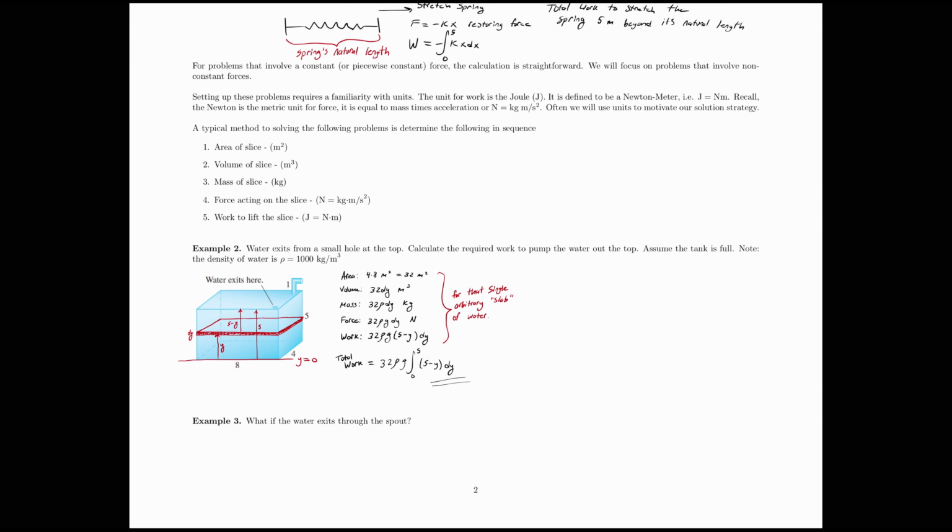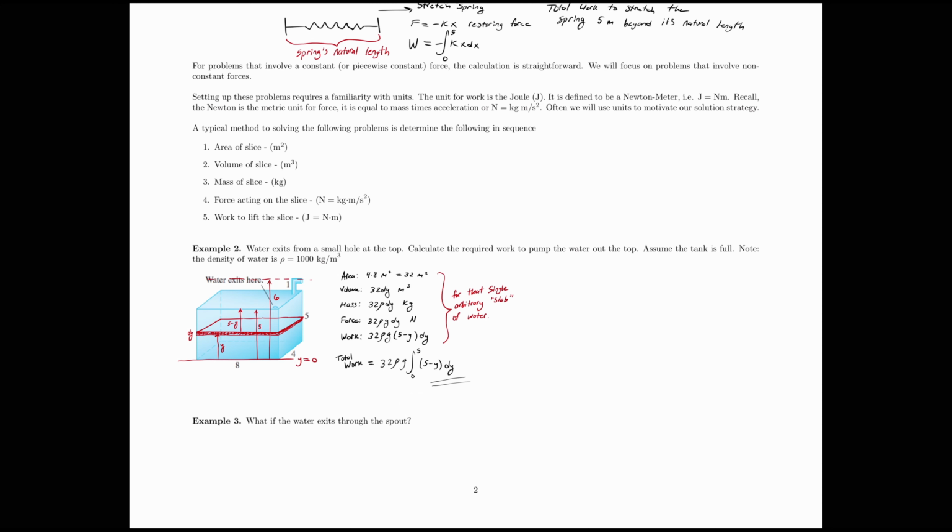Example 3 is a really quick follow-up example, so we'll do this in the same video. What if the water exits through the spout? So the spout is exactly 1 meter above what we did here. Well, what will change here is, well, not a ton. We can think of this value here. This is 1 meter above the top of the tank, so this is 6.